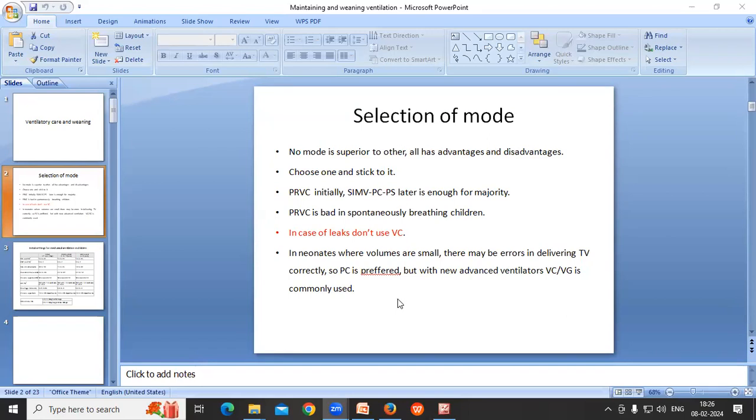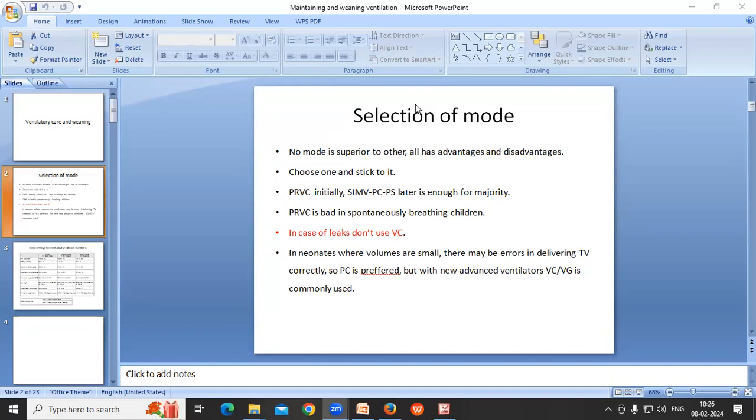What is the difference between set respiratory rate and increased respiratory rate? You are going to get the PS on the extra breaths, not on the mandatory breaths. If you set a rate of 30 and the child is breathing at a rate of 40, the first 30 breaths will get the PC. The remaining 10 breaths will get the PS, and keep the PS always less than the PC. Never keep it equal to the PC.